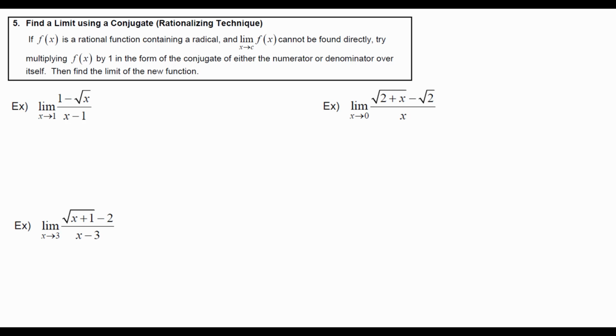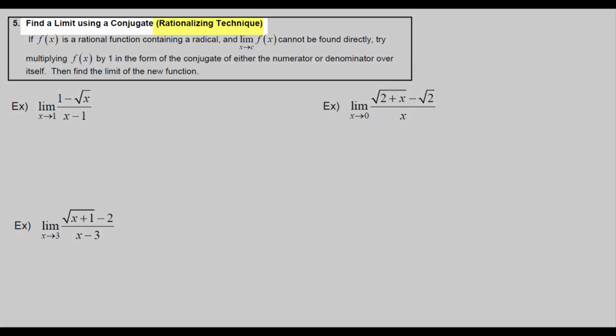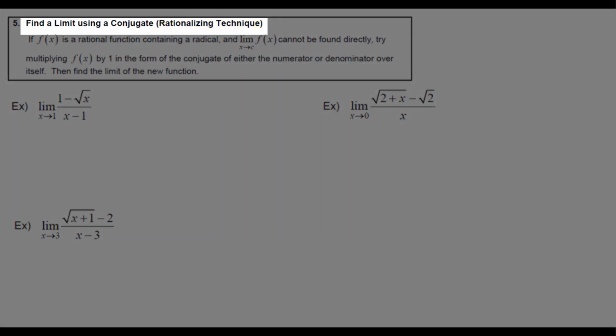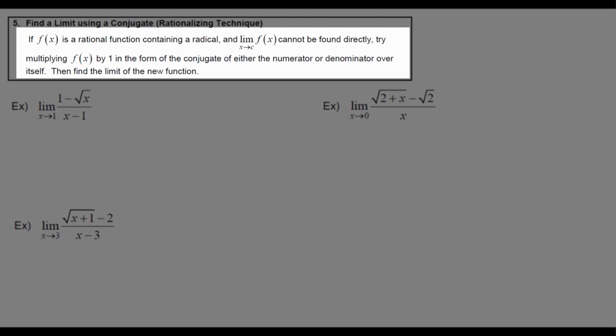The last special technique to evaluate a limit when direct substitution doesn't work is the rationalizing technique. Find a limit using a conjugate. So it is called the rationalizing technique. If f of x is a rational function containing a radical and the limit of f of x as x approaches c cannot be found directly, try multiplying f of x by 1 in the form of the conjugate of either the numerator or denominator over itself. And then find the limit of the new function instead.